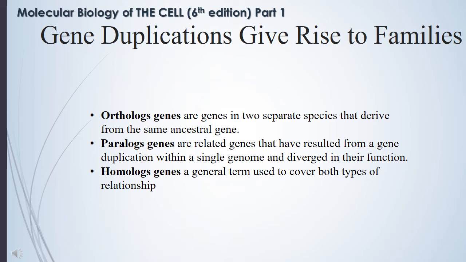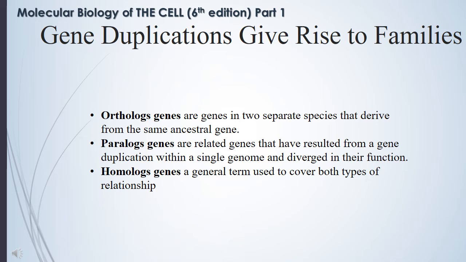So the gene duplication in the genome gives rise to a family of genes. And genes that are similar to each other in certain types of relationships are known as homologous genes. And the homologous genes could be either orthologs. Orthologous genes are basically genes that are slightly different but have been derived from the same ancestral gene.